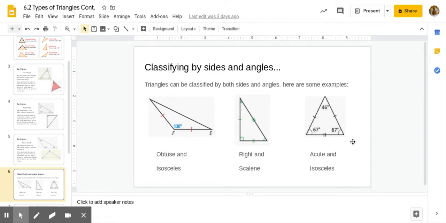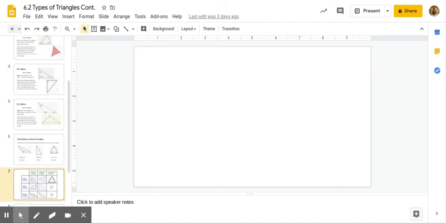And then our last one is 67, 67, and 46. So we can see all of those are less than 90, so we're looking at an acute triangle. And the hint is that 67 occurred twice. So if I look up here, I have one tick mark and one tick mark, then this one's two. So they aren't all three the same, but two of them are. So we are looking at an isosceles triangle.